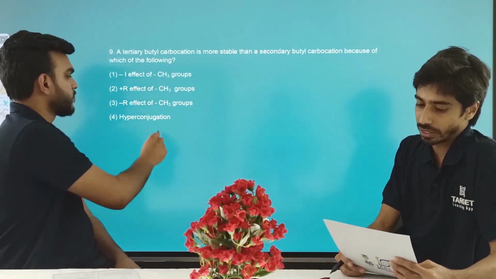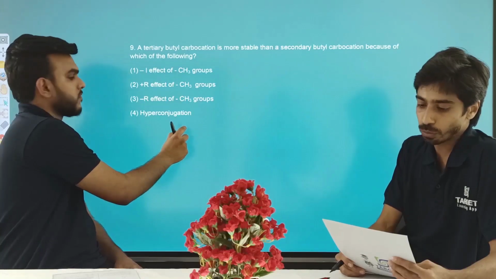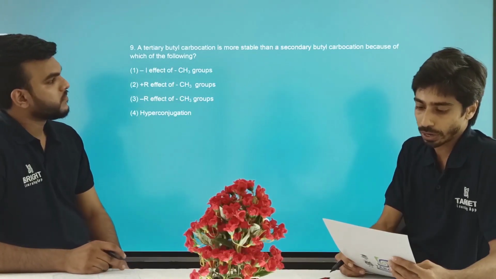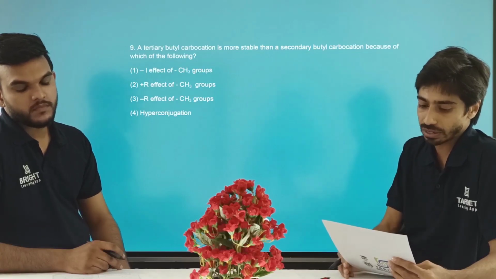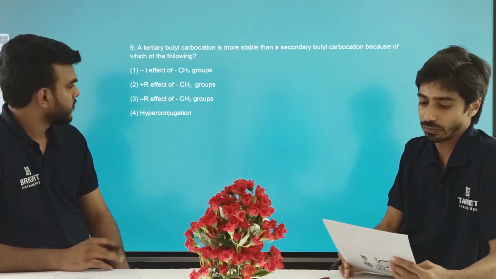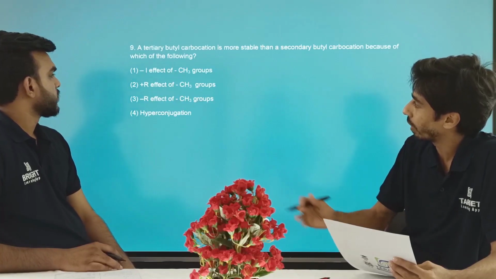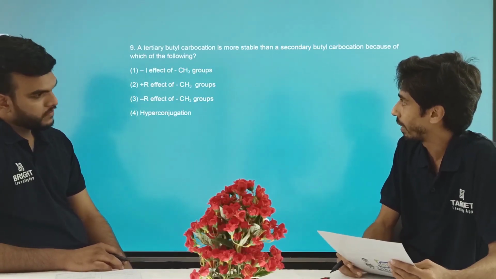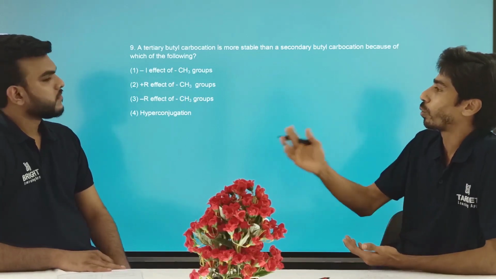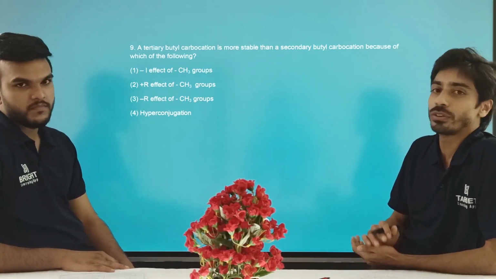So the question is: a tertiary butyl carbocation is more stable than a secondary butyl carbocation because of which of the following reasons? They have provided reasons like minus I effect, minus CH3 effect, plus R effect, minus R effect, CH3 groups and hyperconjugation. So it's something related to carbocation. We know the stability of carbocation.